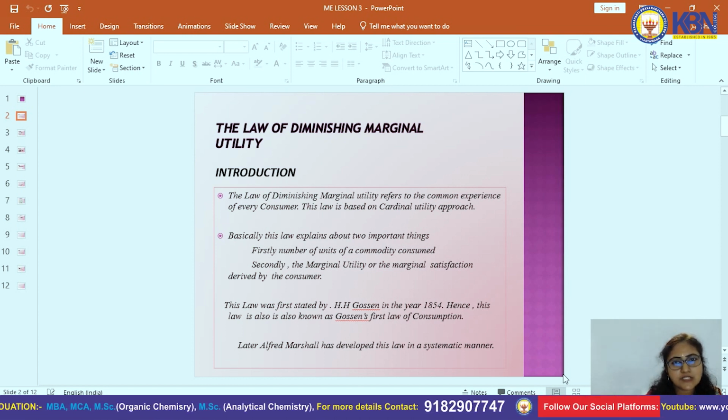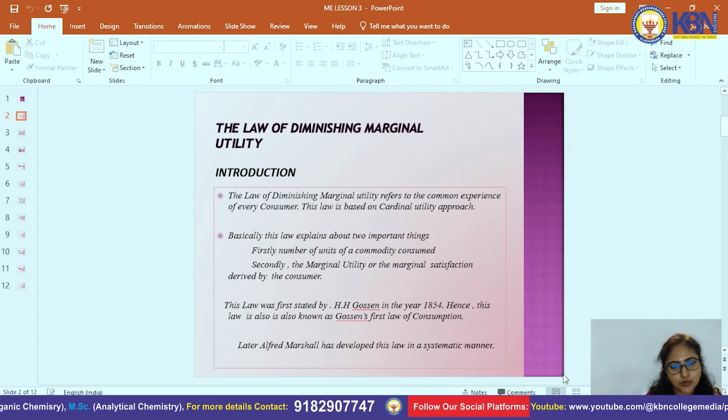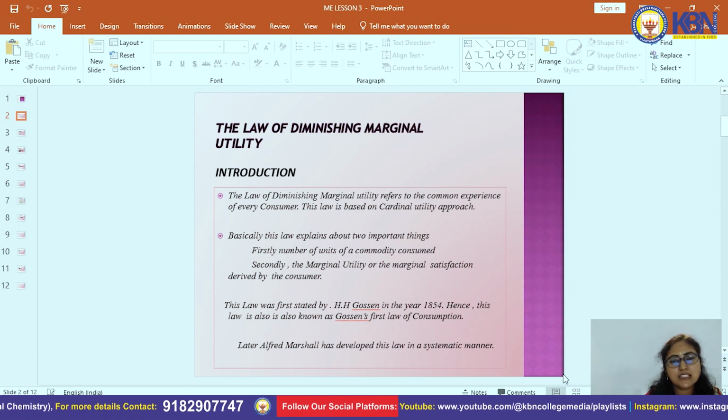And this law was first stated by H.H. Gossen in the year 1854. As this law was stated by Mr. Gossen, it was named after him as Gossen's first law of consumption. Hence, this law of diminishing marginal utility is otherwise termed Gossen's first law of consumption. However, later Alfred Marshall developed this law in a systematic manner.